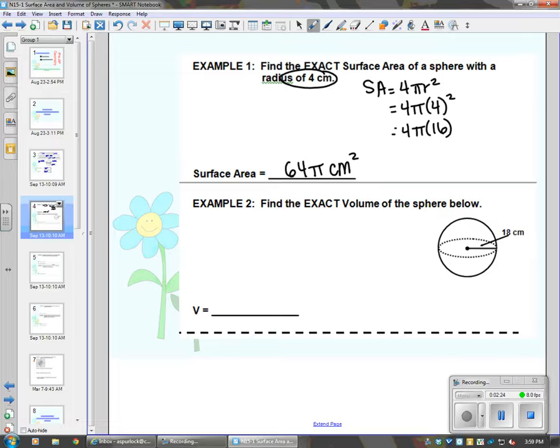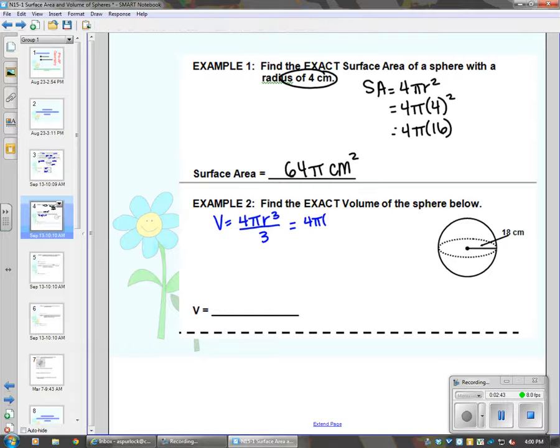Example 2, now we're finding the volume. The formula for volume, and I'm going to write it a little differently, is 4 pi r cubed divided by 3. It's the same thing as what we wrote on the first slide. I just like to write it a little differently sometimes, because it makes it a little easier to work with. So 4 pi times the radius of 18 cubed divided by 3.